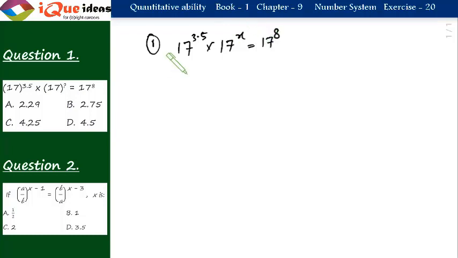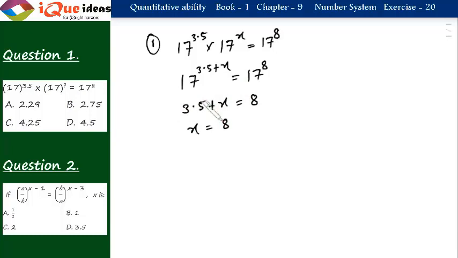So we know that when the bases are the same, we can add the powers. So 17 raised to the power 3.5 plus x is equal to 17 raised to the power 8. Now on both sides, bases are the same, so the powers would be equal. So 3.5 plus x is equal to 8. So the value of x will be 8 minus 3.5, which would be equal to 4.5. That's the answer of this question.